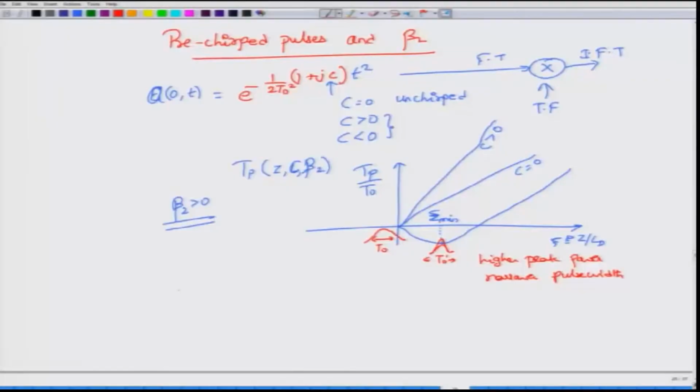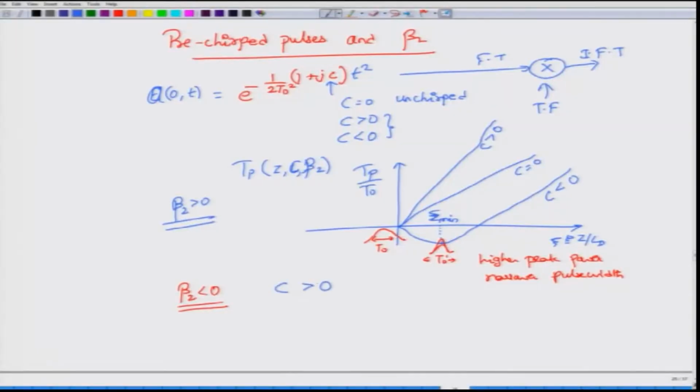Alternatively, the same conditions will hold when beta 2 is less than 0, but this time you change the sign of C. So, earlier you had C less than 0, correct. So, earlier you had beta 2 to be positive and you started seeing this pulse compression when C was less than 0, but now when beta 2 is negative, that is you are working with a fiber whose dispersion regime is anomalous dispersion regime, then you just make C to be positive.